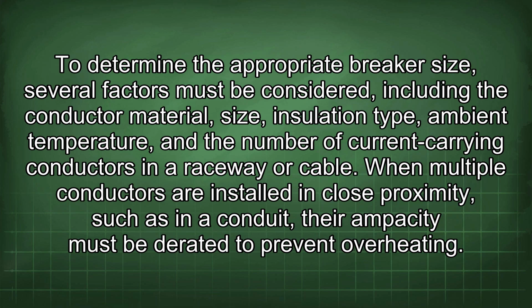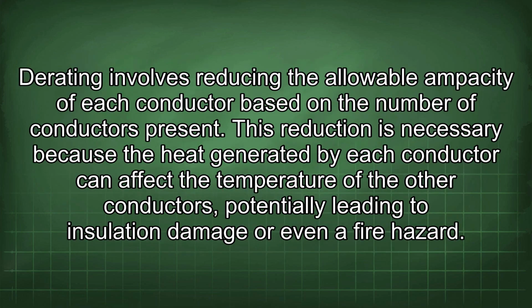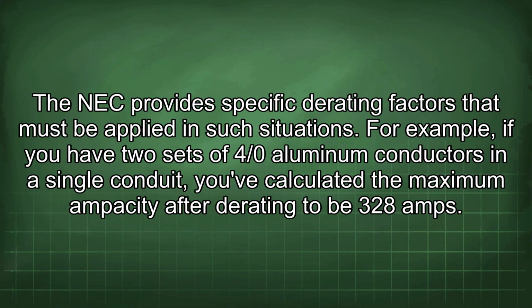When multiple conductors are installed in close proximity, such as in a conduit, their ampacity must be derated to prevent overheating. Derating involves reducing the allowable ampacity of each conductor based on the number of conductors present. This reduction is necessary because the heat generated by each conductor can affect the temperature of the other conductors, potentially leading to insulation damage or even a fire hazard. The NEC provides specific derating factors that must be applied in such situations.